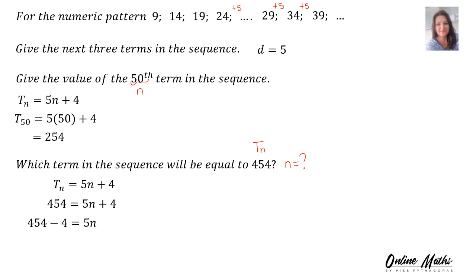A value for n. So the 4 will walk across and it becomes negative. 454 minus 4 is 5n. 450 is 5n. And then to find n, divide by 5, divide by 5. N is 90. So what does that mean? That means the 90th term's value in this numeric pattern will be 454.